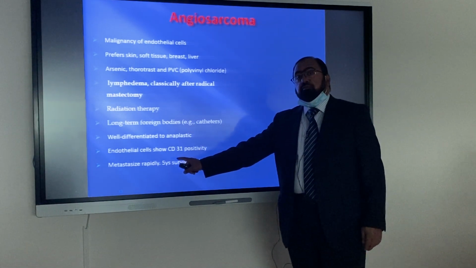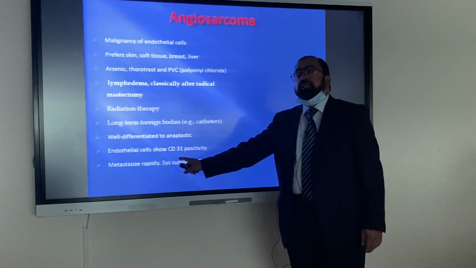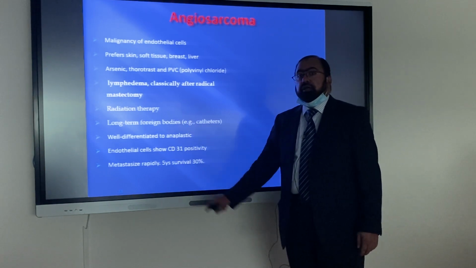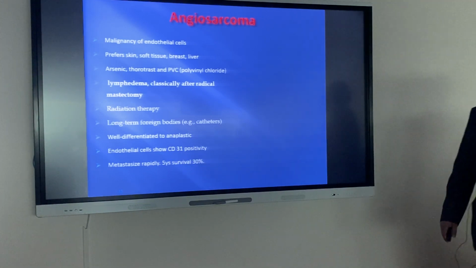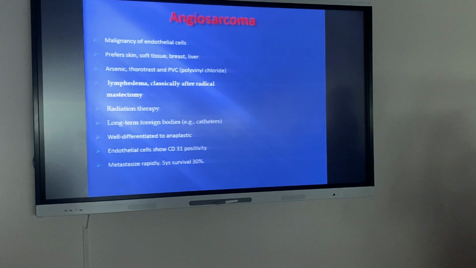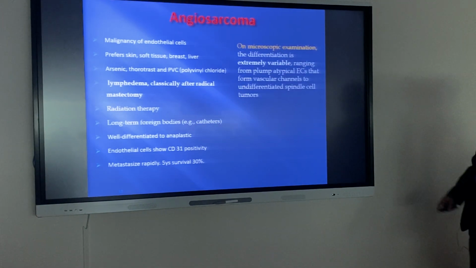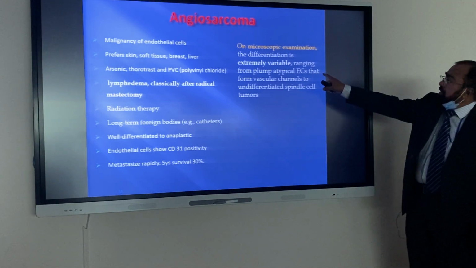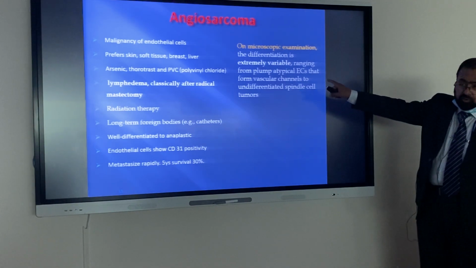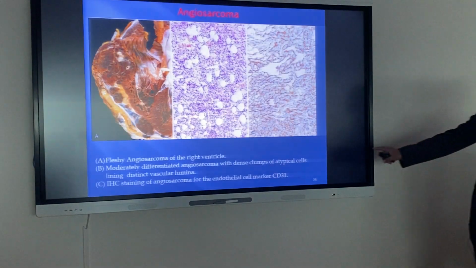If you want to confirm angiosarcoma, you do an immunohistochemical stain with CD31. This is the best marker for endothelium. It metastasizes rapidly and the 5-year survival rate is only 30%. Okay. So microscopically, the differentiation is extremely variable, ranging from plump to atypical endothelial cells. Very atypical, very undifferentiated. So this is how it looks like.